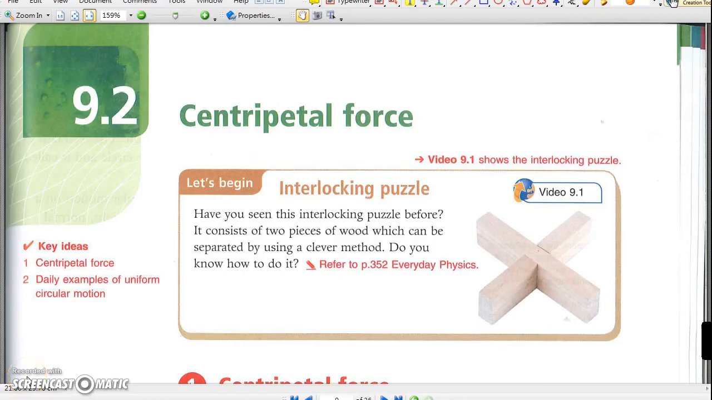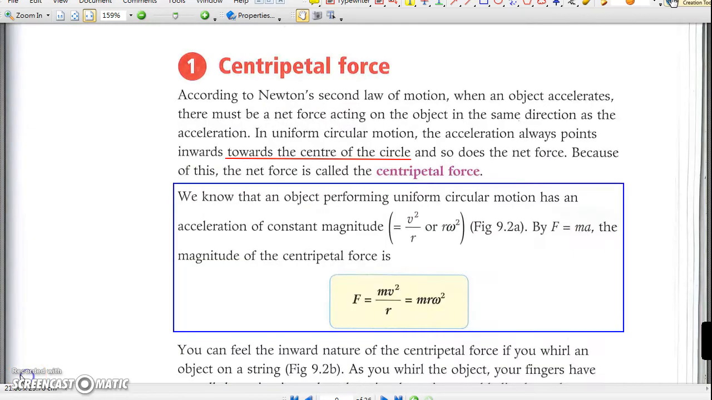Chapter 9.2 Centripetal Force 1. Centripetal Force. An object in uniform circular motion has a constant speed but changing velocity, so it is accelerating. The acceleration is given by v squared over r.